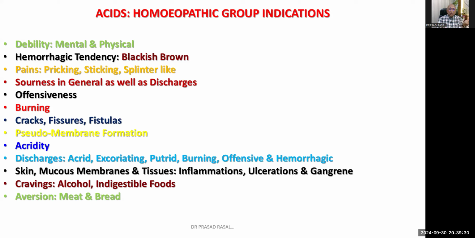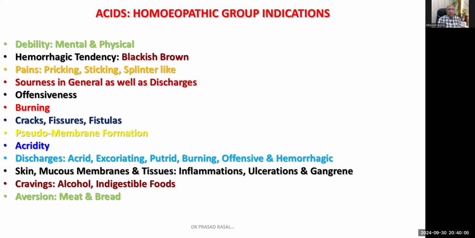The parts become corroded. The discharges are putrid, pus-like, contain pus, destruction. They are causing burning. They have an offensive smell. And lastly, they are hemorrhagic, containing blackish brown blood. So see, this is the whole pathology of the acid group, which you can catch easily in patients when you look towards such types of pathology.